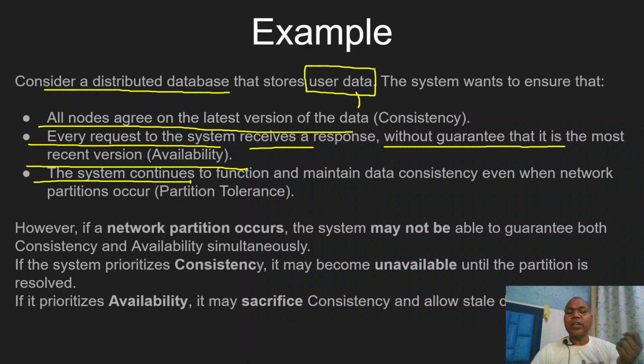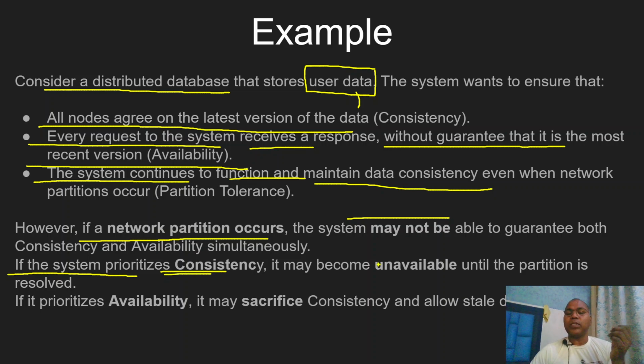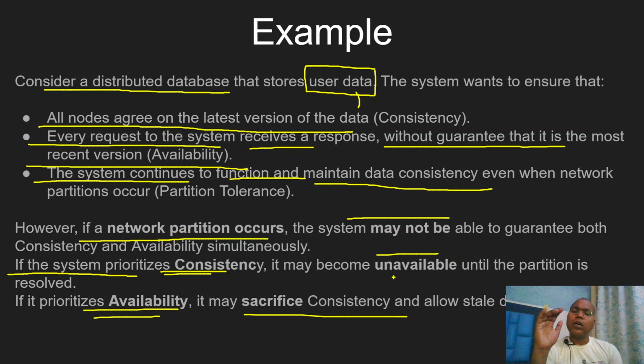Maybe the system continues to function and maintain data consistency even when network failure, any kind of partition, happens. So in this case I am going to update the user profile. Three cases can be: if a network partition occurs, then the system may not guarantee both consistency and availability. If you design for high consistency, it's unavailable for the partition to resolve. Similarly, if you prioritize high availability, then you have to sacrifice consistency. So sometimes our users get the old profile, old data, maybe for one or two requests, with a microsecond or nanosecond delay. After that, your system becomes consistent, eventually consistent.